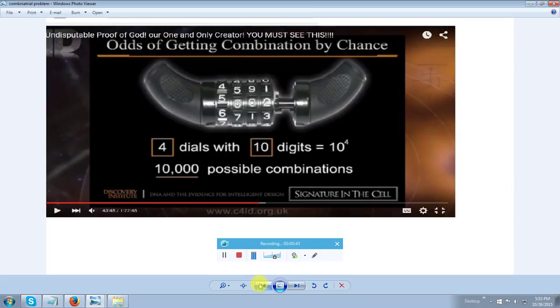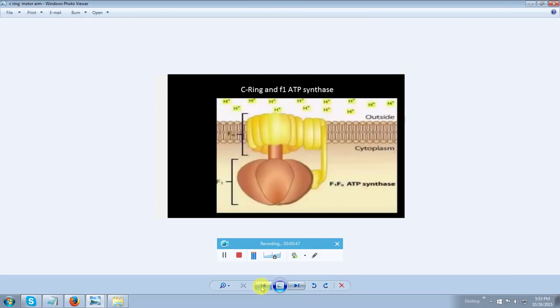It's a combinatorial problem now, and it's not an evolution thing, and I'm going to get into this a little bit here. This is called the C-ring F1 ATP synthase. And we're going to take a look inside of this thing. This is a machine inside cellular development. So I'm going to say that to start. There's machines.